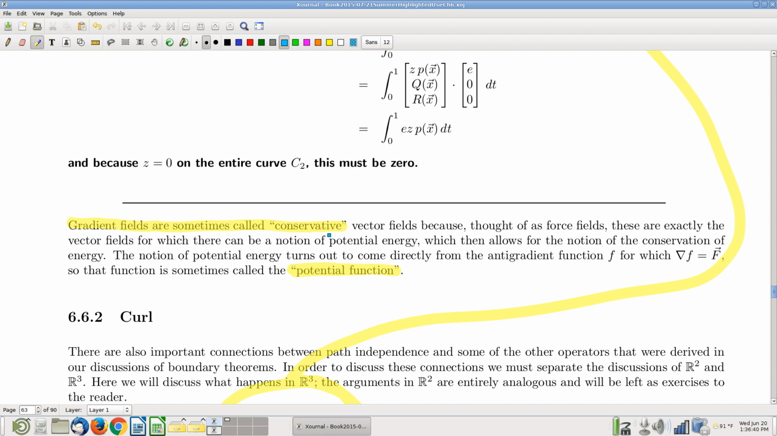And I want to talk a little bit about how it relates to physics. So there's another terminology for gradient fields. They're sometimes called conservative vector fields.